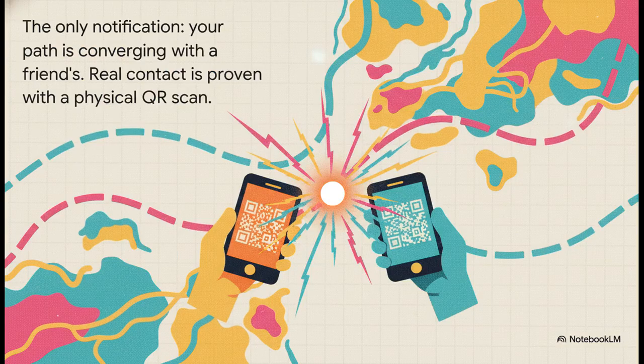So the only notification you'll ever get is pretty simple. Your physical path is about to cross with a friend's. And here's the genius part. To prove you actually met, to create that little dot on your world lines, you have to be physically close enough to scan each other's QR codes. The protocol itself enforces proximity and real consensual contact.